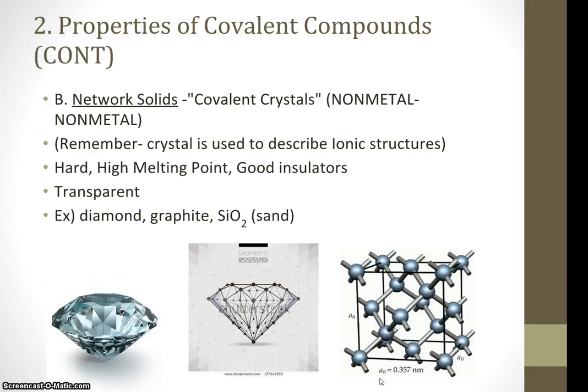Remember, there's 2 types of covalent compounds. There's molecular solids and network solids. Okay, network solids are hard. Okay, remember diamond, graphite, sand. Molecular solids, like sugars, okay, are soft.